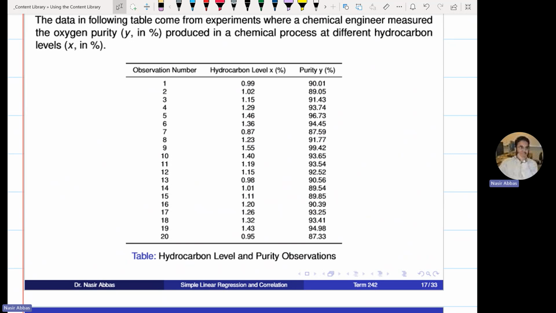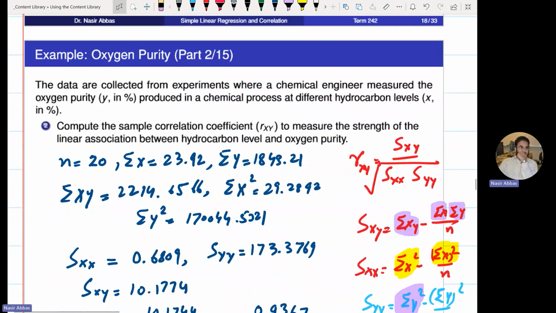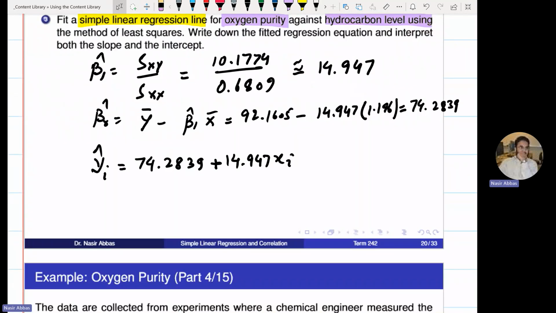What will you say now? It has no meaning. You will not interpret the intercept if x equals 0 is not in the domain. So you will say this quantity has no meaning. 74 point something, it has no meaning, no interpretation. Clear? If hydrocarbon level contained 0, then you would interpret it as the average oxygen purity when hydrocarbon level is 0%. But because 0% is not contained in the data, you will say this number has no meaning. Clear?